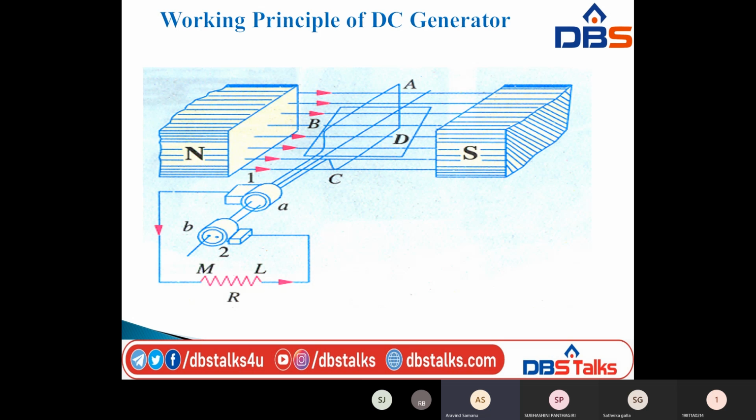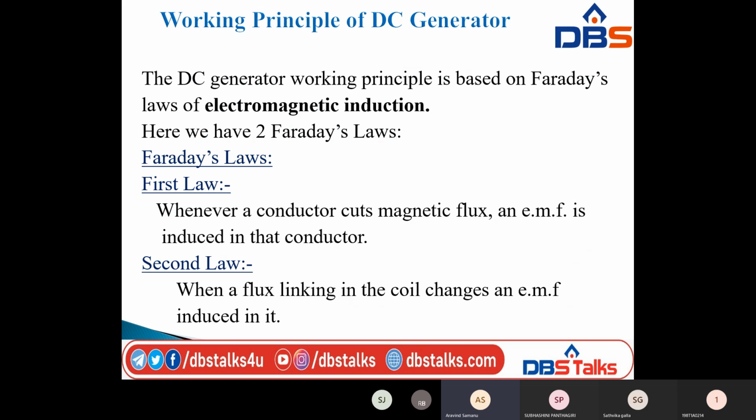So when theta is equal to 360 degrees, the coil sides once again move parallel to the magnetic field, making the induced EMF equal to 0. The coil has now come back to the starting point. So in this way, we are having this one.